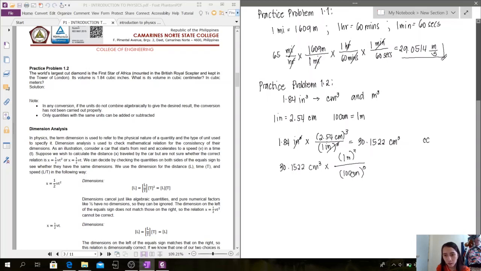So, i-raise din natin siya sa 3 so that we can cancel. So, we have 30.1522 divided by 100 raised to 3. So, that is equal to 3.0152 times 10 raised to negative 5 cubic meters. So, check if your answer is correct.